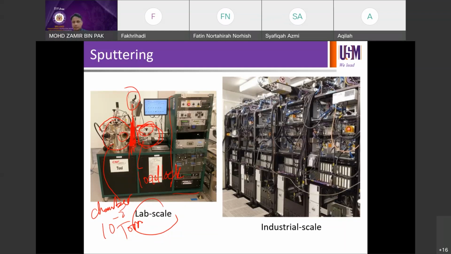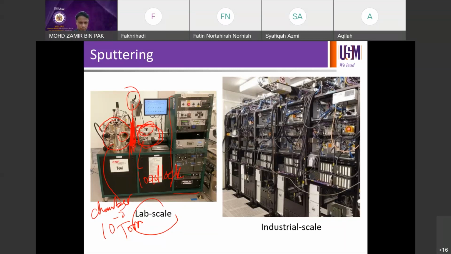Bila dah sama dengan atmospheric pressure, there's no pressure difference between our ambient and the load lock. Then you can open the load lock, remove the sample, put new samples, tutup load lock, then push it down to 10 minus 5. Bila pressure load lock sama dengan pressure chamber, you can then open the gate valve because there's no pressure difference at all.